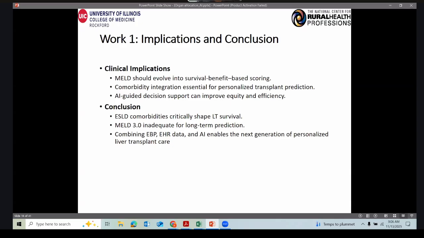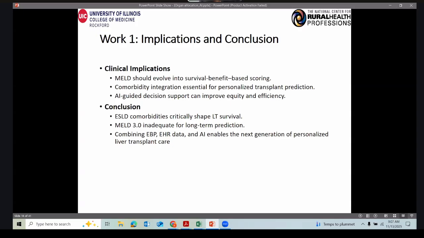The second implication is that comorbidity integration is absolutely essential for personalized predictions. Our findings clearly show that factors like kidney disease, low albumin, and diabetes have a major impact on outcomes. They are not part of the MELD framework. Incorporating these comorbidities into prediction models would make organ allocation decisions more accurate and individualized.